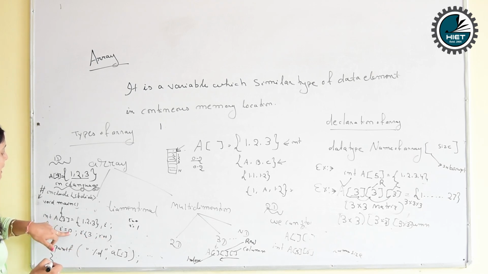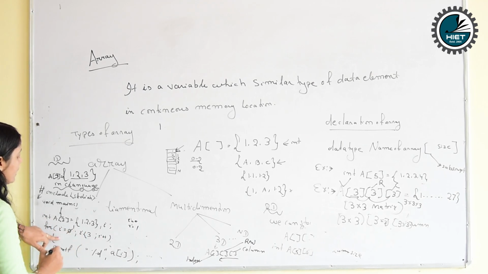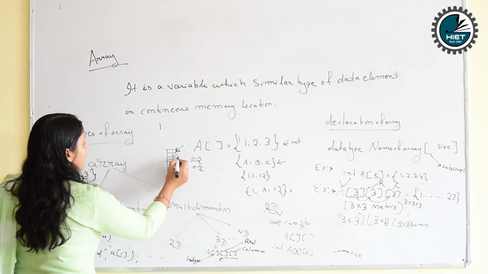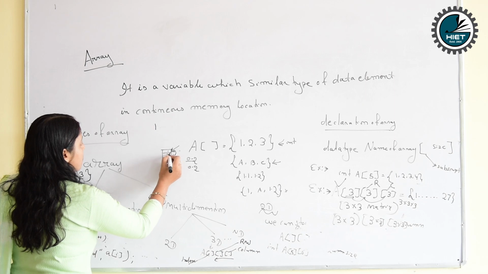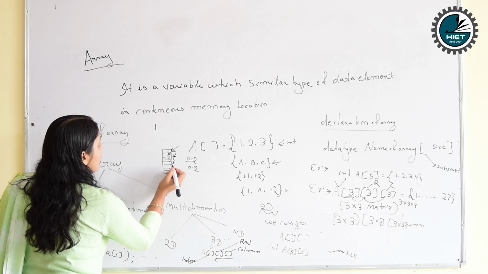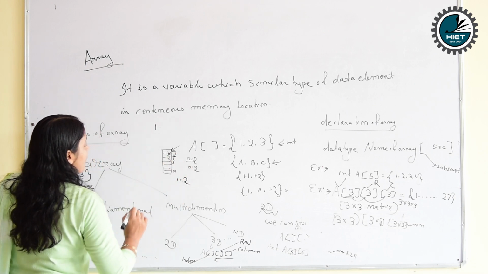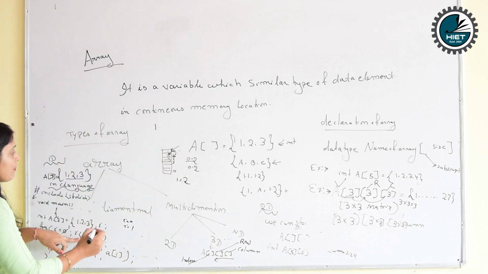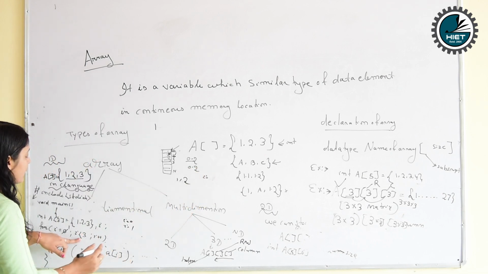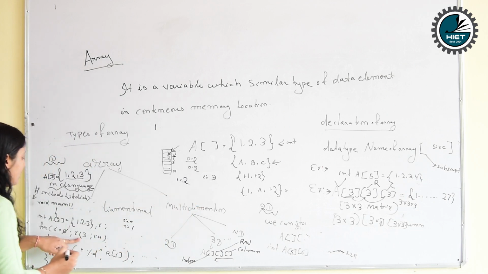Again it checks the condition. Now my I becomes 1 and 1 is less than 3. Yes, 1 is less than 3. That's why it will give the printout of the 1 location, that is 2. It prints the value 2. Again my I will be incremented from 1 to 2.